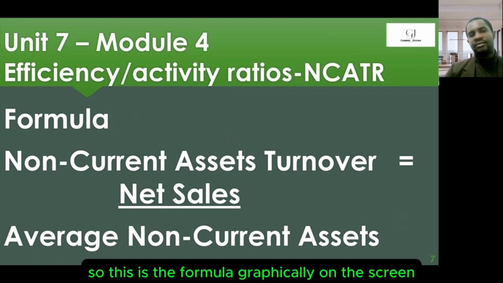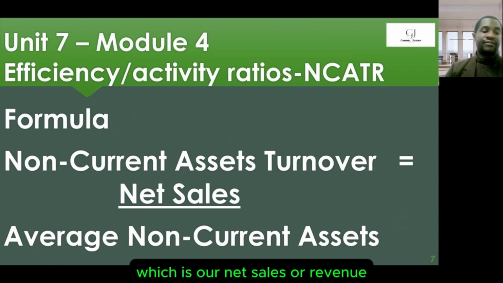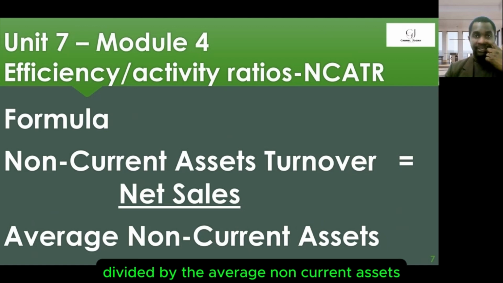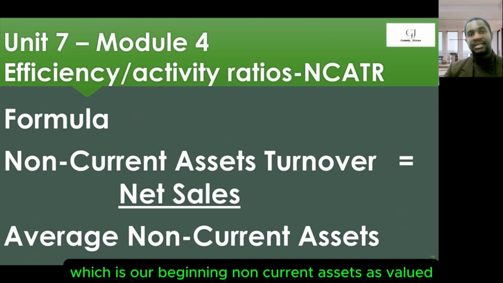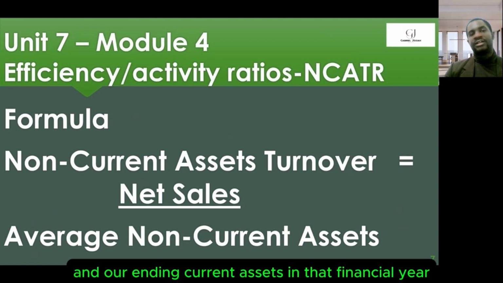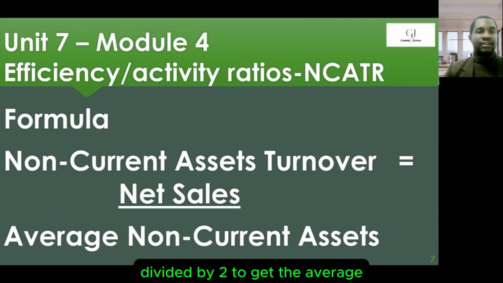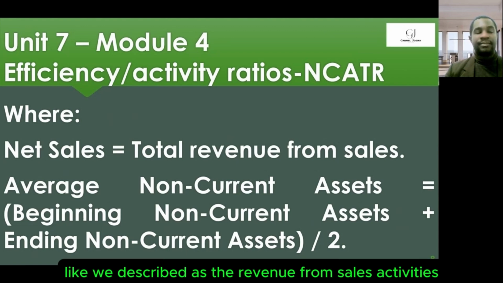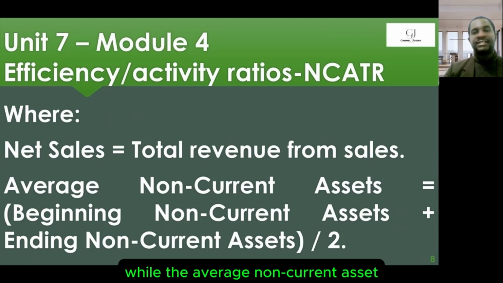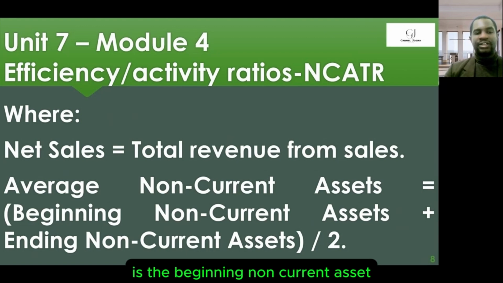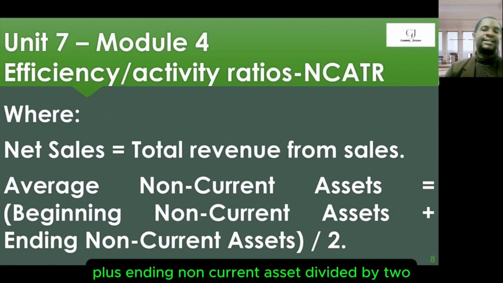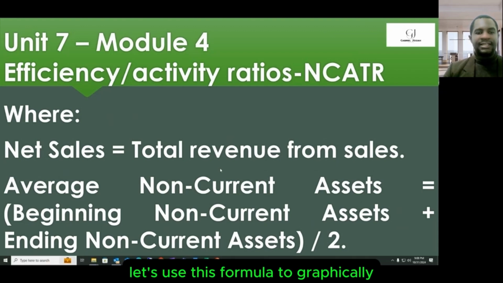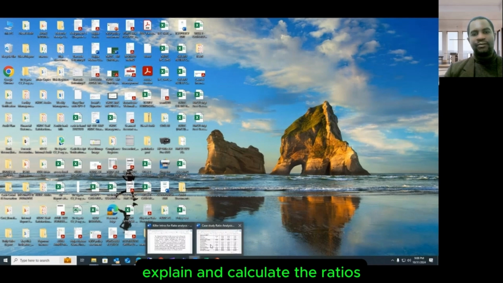So this is the formula graphically on the screen, which is our net sales or revenue divided by the average non-current assets, which is our beginning non-current assets and our ending non-current assets in that financial year divided by 2 to get the average. So we have the net sales as the revenue from sales activities, while the average non-current asset is the beginning non-current asset plus ending non-current asset divided by 2. Okay, so let's use this formula to calculate the ratio.